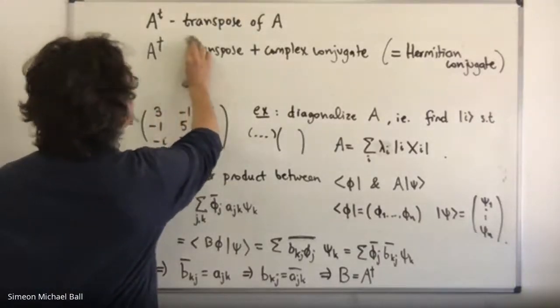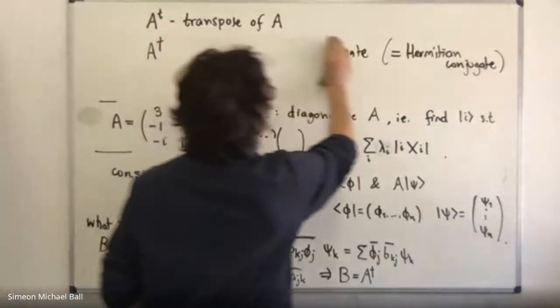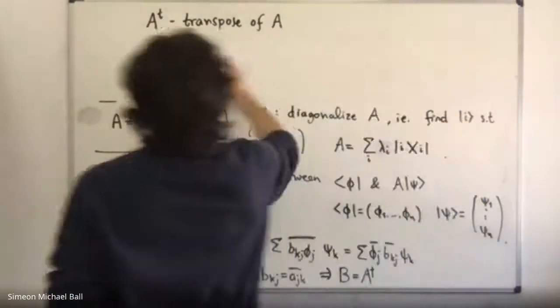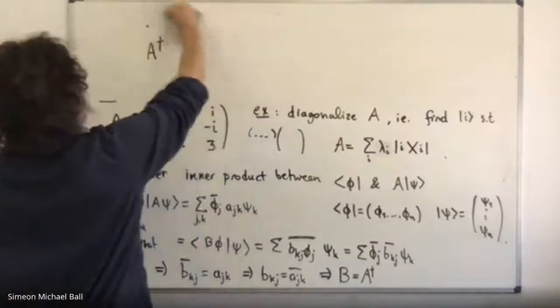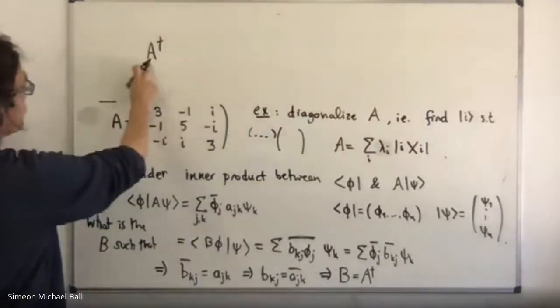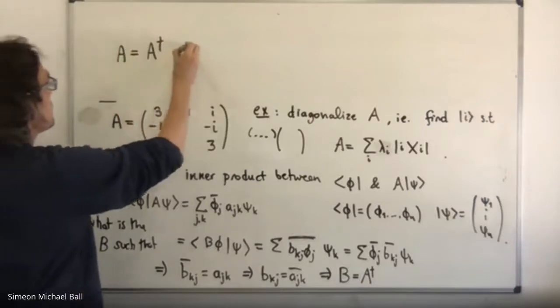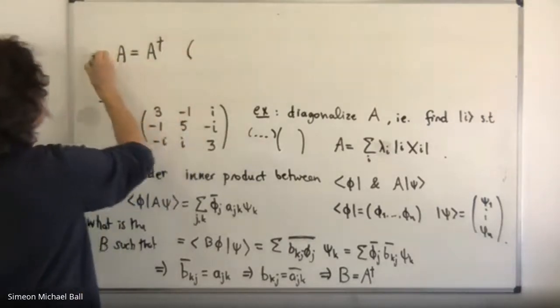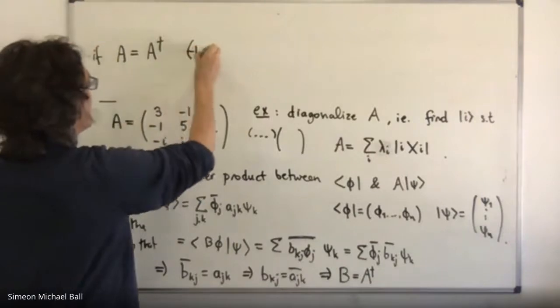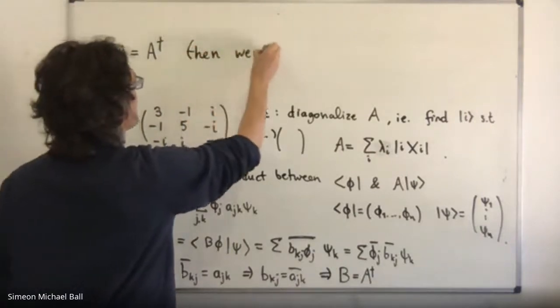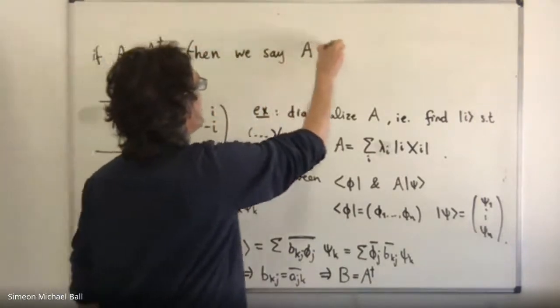So the Hermitian conjugate is the transposed and then conjugated, and we say if A is equal to this, then we say A is Hermitian.